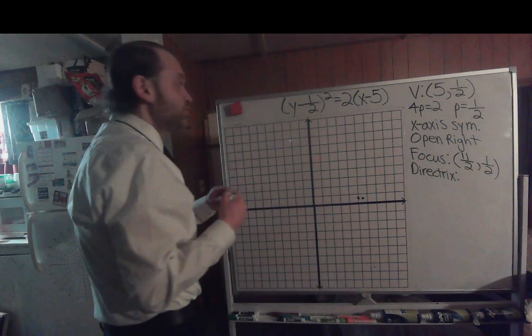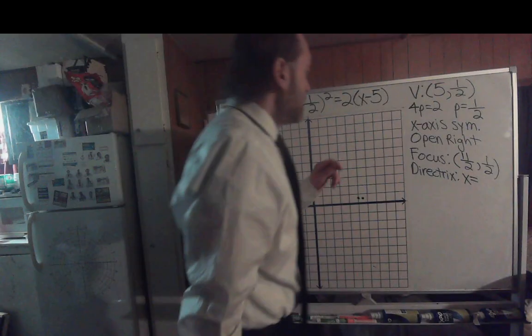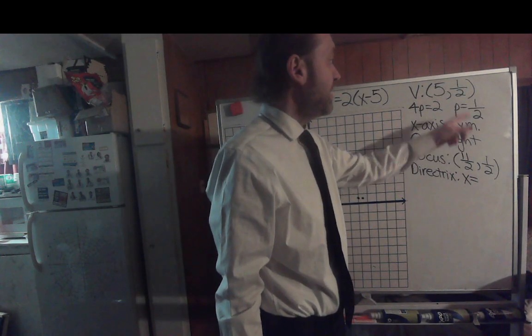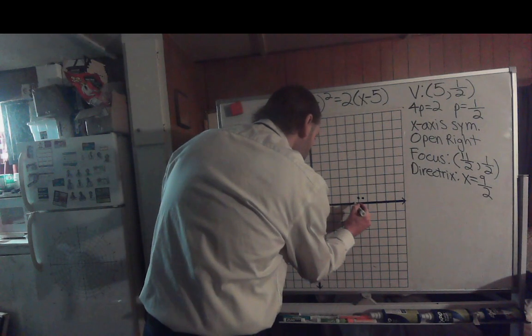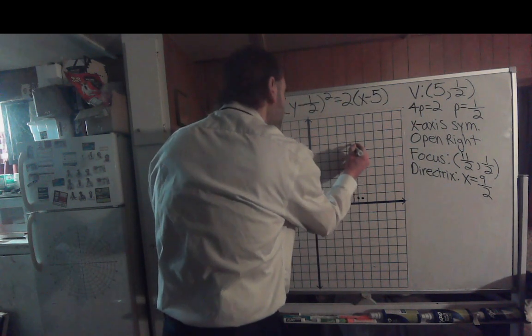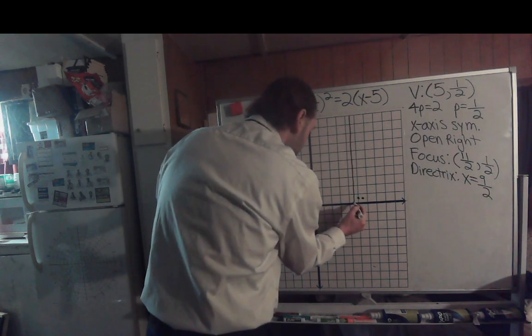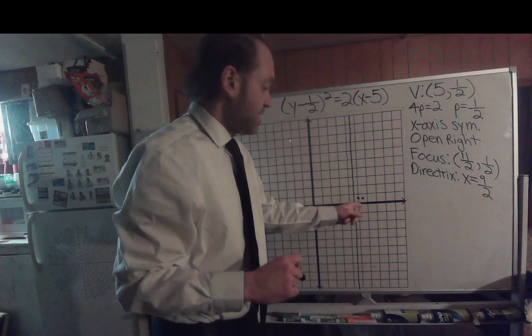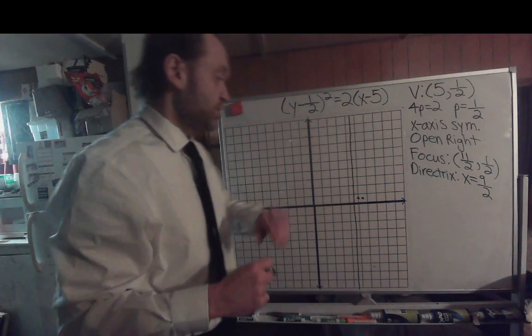Alright, so your directrix, if it has x-axis symmetry, that means it's going to be in the form of x equals something. So if we add the negative of p to 5, so 5 minus 1/2, that'd be 4½ or 9/2. So the directrix is at x equals 9/2. So let's go ahead and plot the directrix here. Let's graph the directrix. And there you go. There's your directrix. So we also have the vertex as well as the focus graphed.